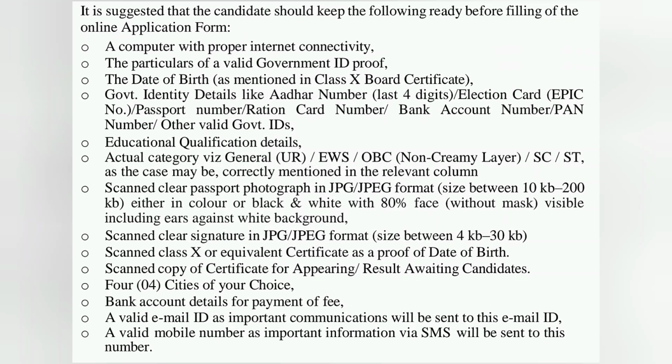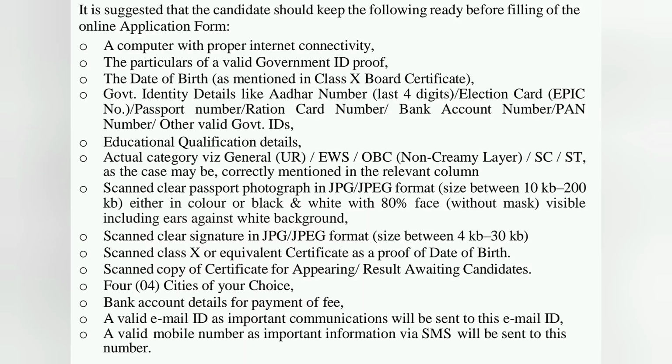Before that, keep scanned copies of the documents ready, like Aadhaar card or PAN card or passport as identity proof, a recent passport sized photograph of size 10 to 100 KB in JPEG format, your signature of size 4 to 100 KB in JPEG format, category certificate if applicable of size 30 to 150 KB in PDF, PWD certificate if applicable of size 50 to 300 KB in PDF, certificate for appearing or result awaited candidates of size 50 to 300 KB in PDF, and 10th certificate of size 50 to 300 KB in PDF.